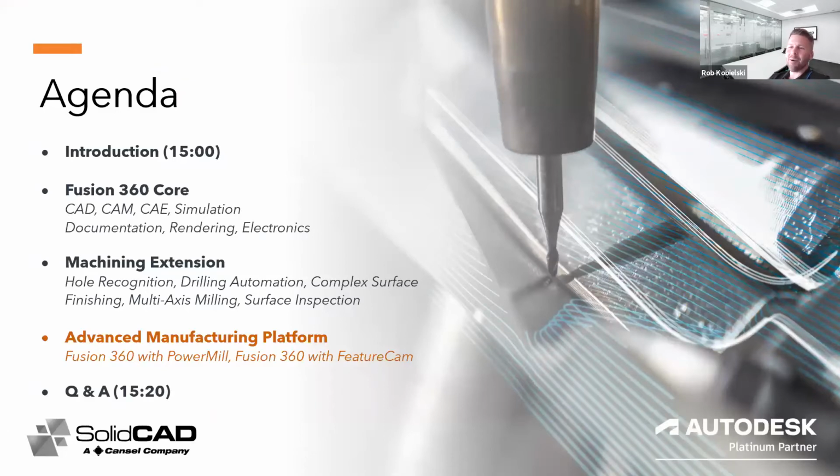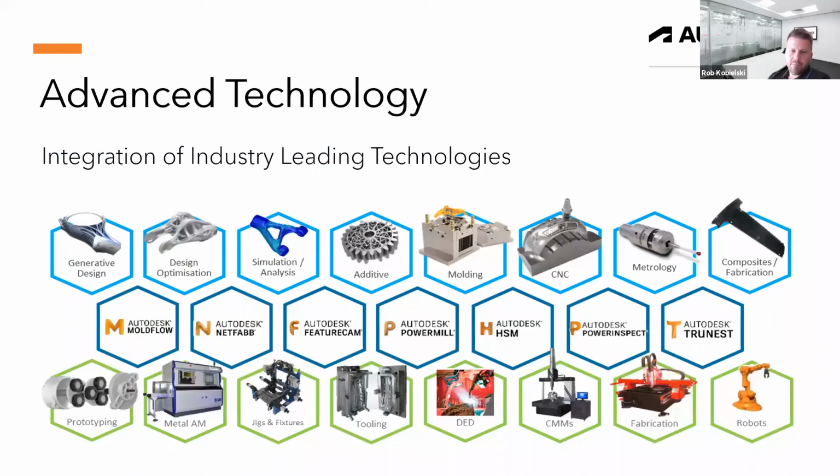I do appreciate it. So, as I was mentioning, we've looked at core Fusion, right? We looked at Fusion with extensions, and now if we're looking at the broader platform, what are the other advanced capabilities within the Fusion umbrella? Specifically in this case, I'm talking about Fusion 360 with PowerMill and Fusion 360 with FeatureCAM. This is for those that require the best-in-class, industry-leading technology to reach your business outcomes. And all of this is accessible within this game-changing platform.